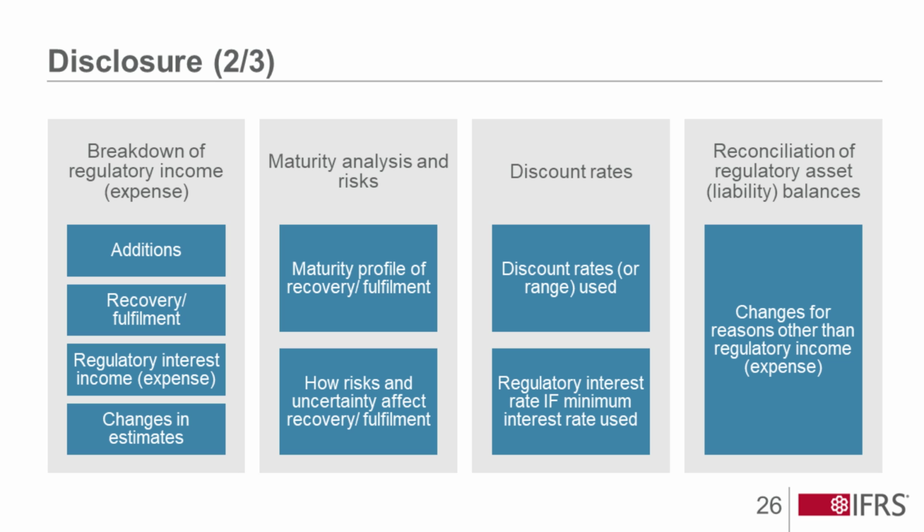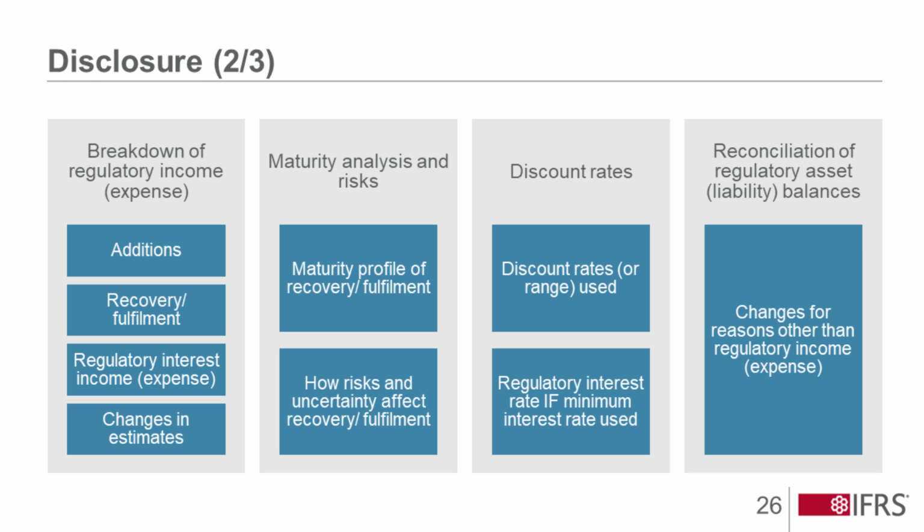Now, for the other proposed requirements, an entity would disclose quantitative information using time bands about when it expects to recover the regulatory assets and fulfill the regulatory liabilities. It would also disclose an explanation of how risks and uncertainties affect the recovery of regulatory assets or fulfillment of regulatory liabilities. Now, the exposure draft also proposes that an entity should disclose information about discount rates used in measuring regulatory assets and regulatory liabilities.